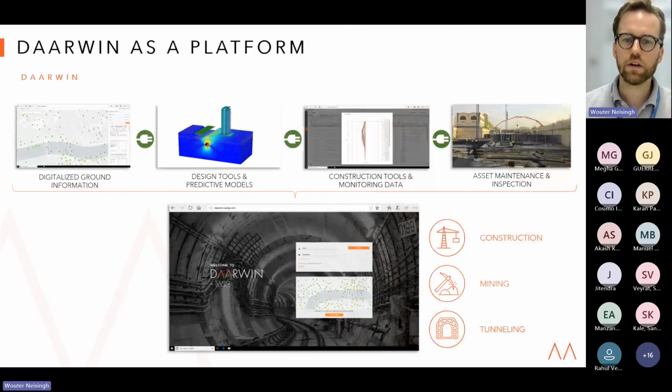Now, that is where Daarwin comes in. Daarwin is a cloud-based platform for the geotechnical industry.